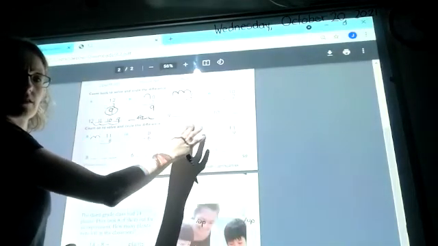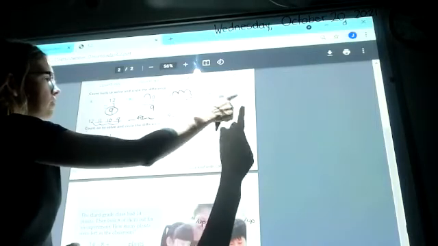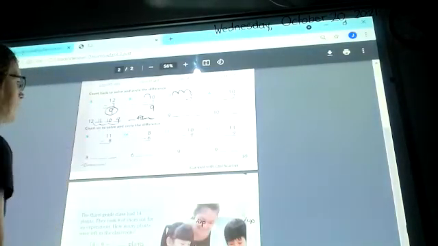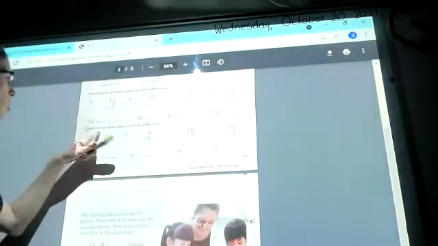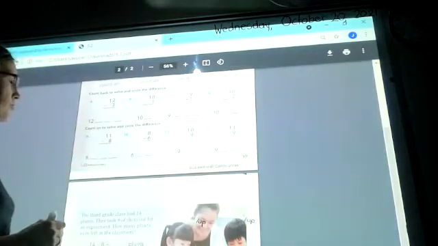Again, if you don't like this, skip it. And do the same for there. All right. Number 9. Count on to solve and circle the difference.